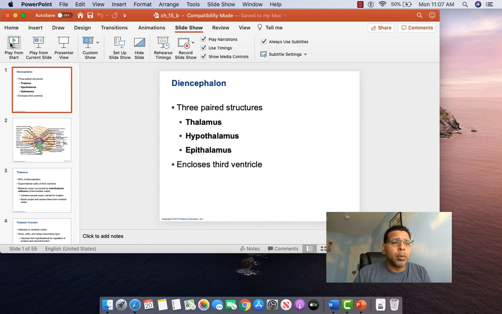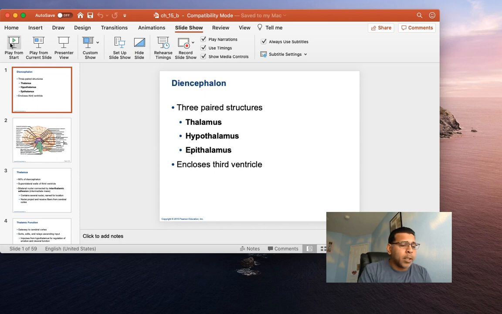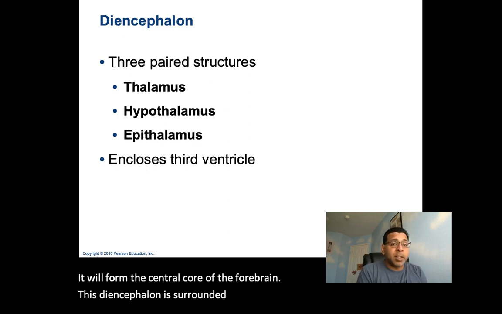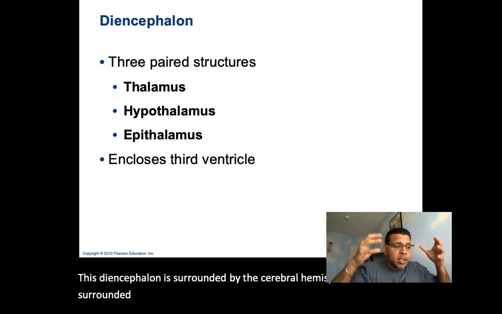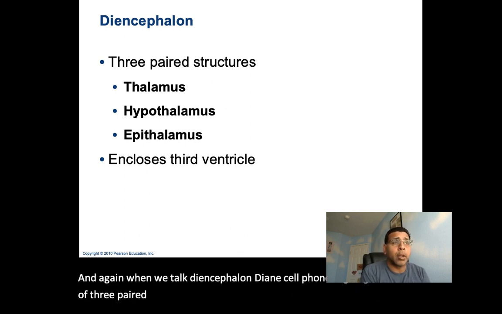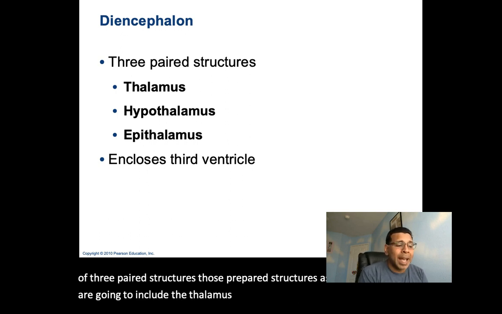First, I'd like you to know that the diencephalon is going to form the central core of the forebrain. This diencephalon is surrounded by the two cerebral hemispheres. And again, the diencephalon is going to consist of three paired structures. Those three paired structures, as we can see here, include the thalamus, hypothalamus, and the epithalamus.